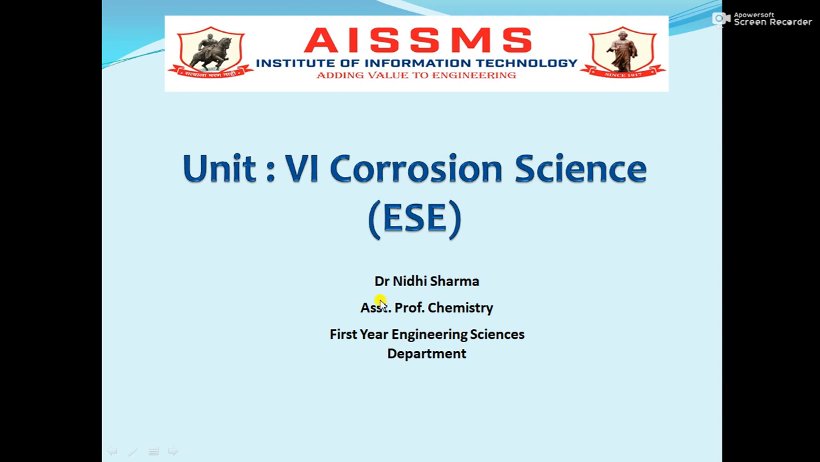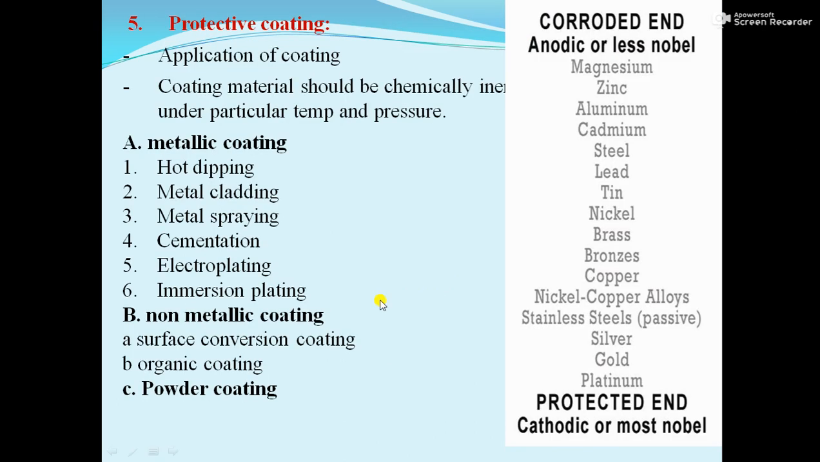This is the last part of this unit, and earlier we have discussed already about the mechanism, what is corrosion, mechanism of corrosion, what is cathodic protection, what is anodic protection. So in today's video, we are going to discuss the rest of the methods of protection from corrosion.